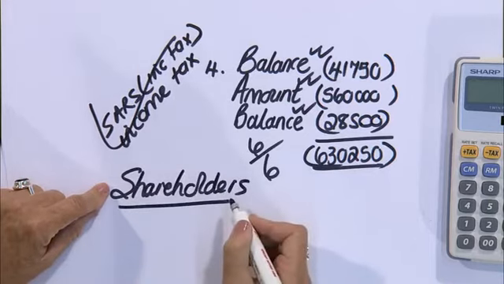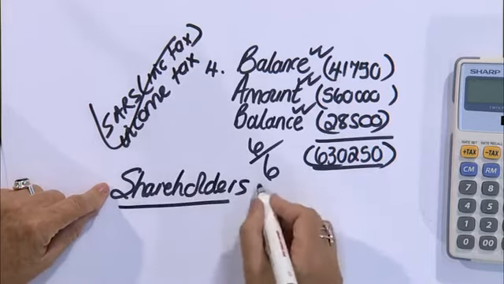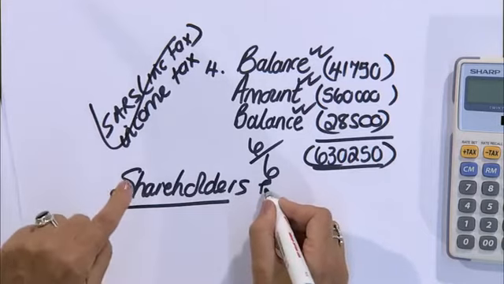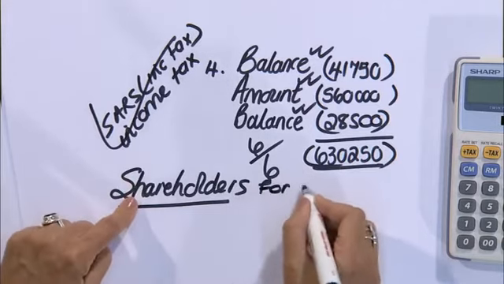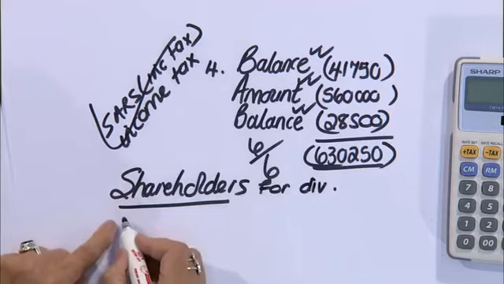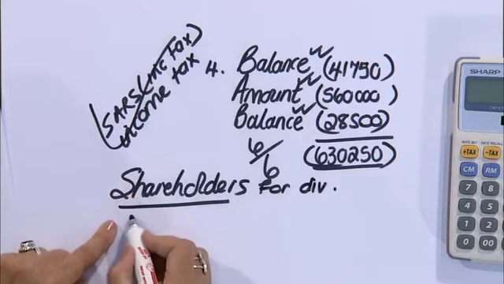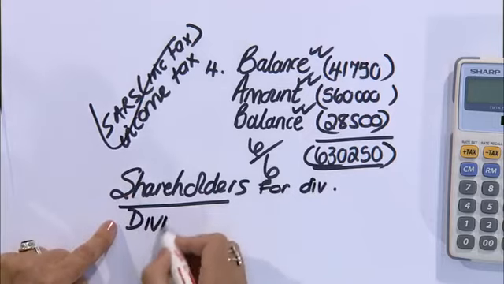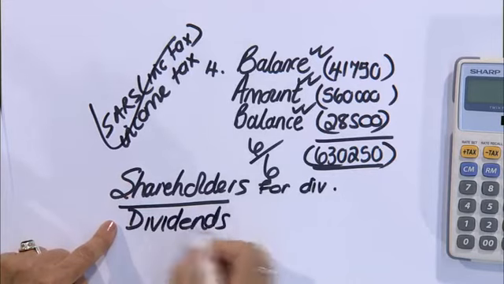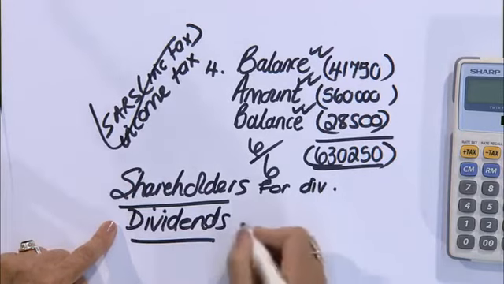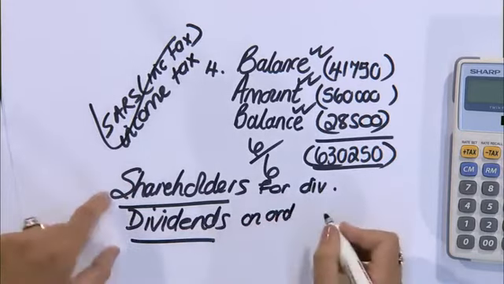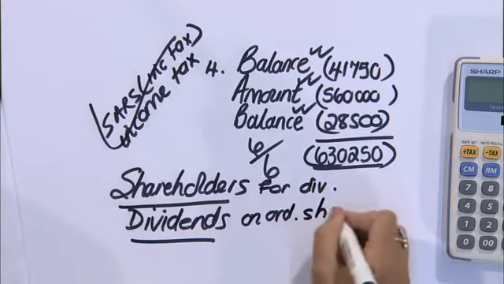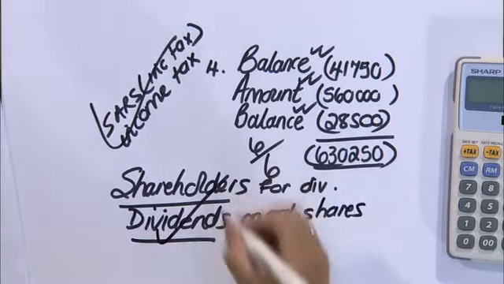That's the first word. Today, my matrics asked me, what's the difference? They still get confused. So focus on shareholders for dividends. And then I said, what's the first word of the other one? It's dividends on ordinary shares. So focus on the first word. Right. Now let's see what I must do next.